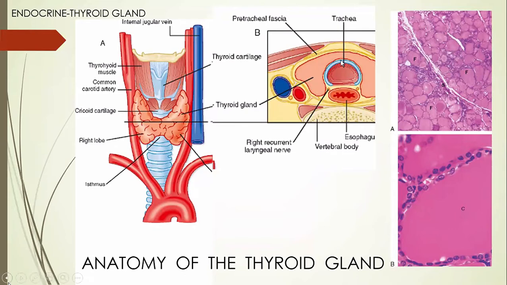So this is the anatomy of your thyroid gland. Where do you find this? In your neck area, right? And this is your right lobe, left lobe, and this is your isthmus. And then this is made up of colloid inside the gland.